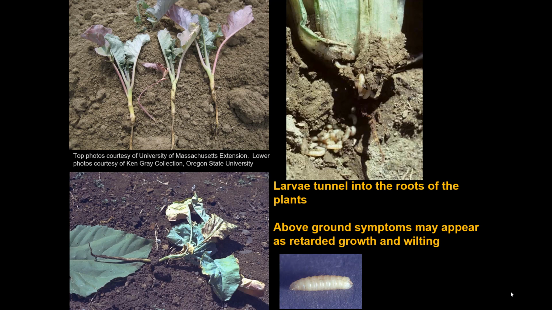And then the larvae tunnel into the roots of the plants, and the effect on the plant will often be retarded growth, maybe wilting if it's been damaged. In some extreme cases, it might be death of the plant, but often the plant is fairly well established, and these are going to cause injuries that will take out some of the roots, and again, the plant will be slow in developing, and yields will be reduced.